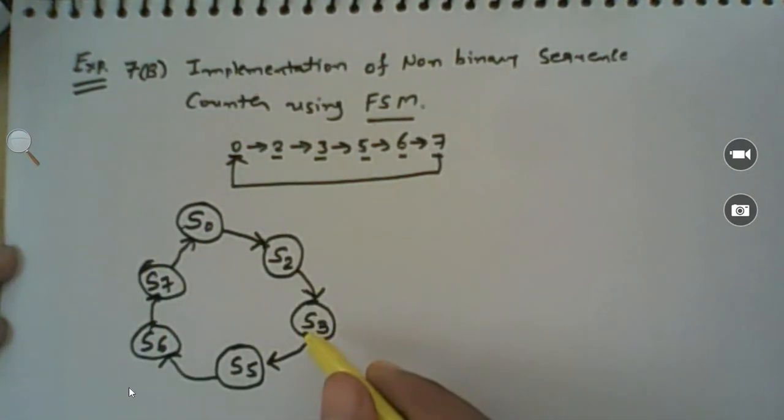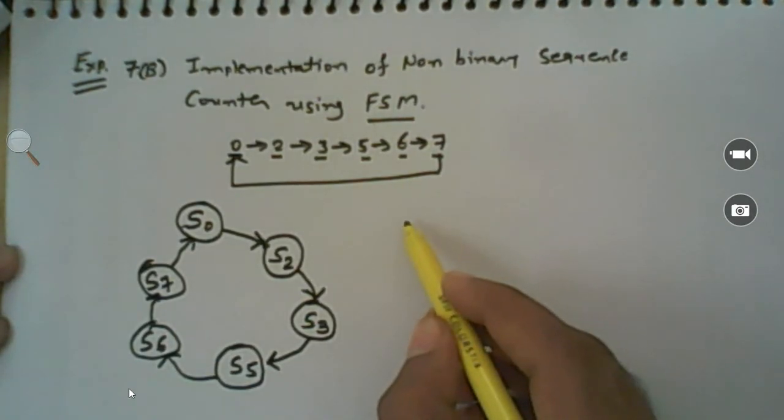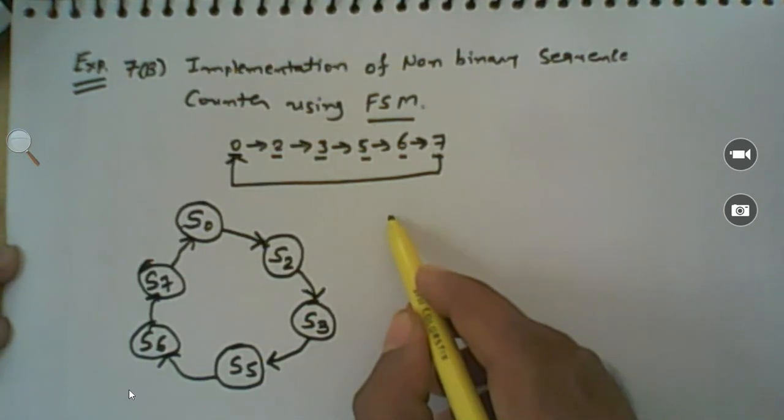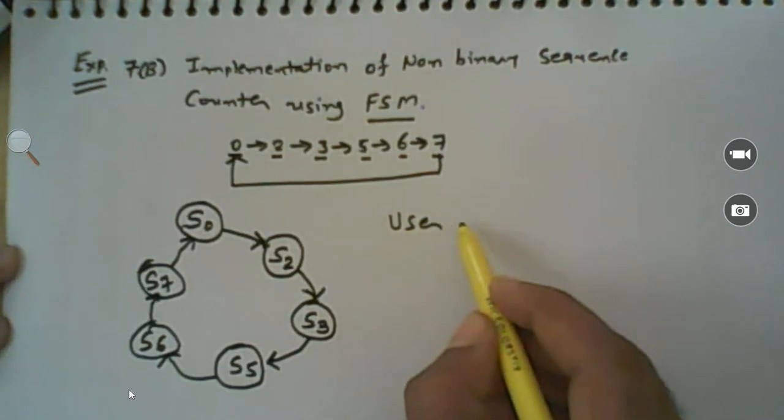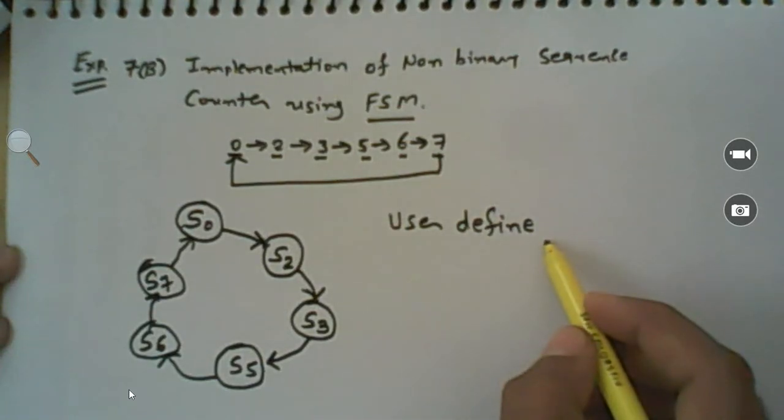So we want to design this state diagram on an FPGA, where at every positive edge of the clock it should change from one state to the next state. To check which state the signal is presently in, we need to define some symbols. These are called user defined data types, which we need to define in VHDL.